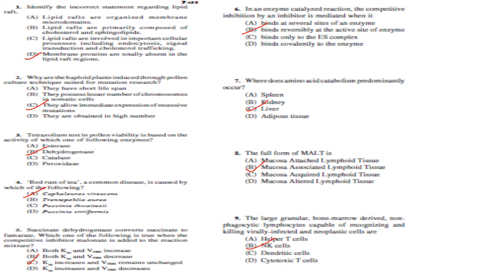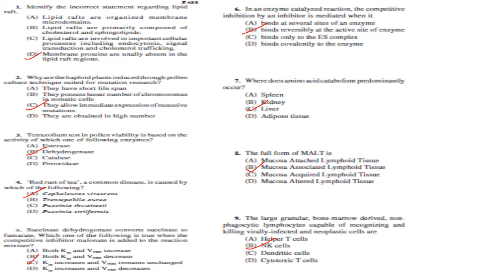Then tetrazolium test in pollen viability is based on the activity of which of the following enzymes? The most commonly used tetrazolium salt in pollen viability test is 2,3,5-triphenyl tetrazolium chloride. And the tetrazolium test is based on the reduction of soluble colorless tetrazolium salt to reddish insoluble formazan in the presence of dehydrogenase.